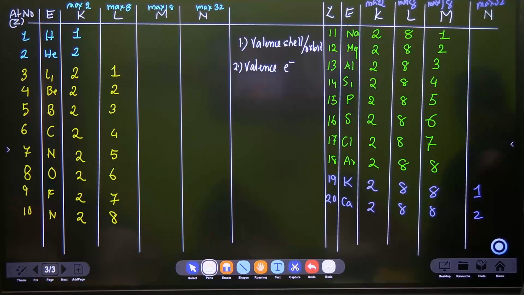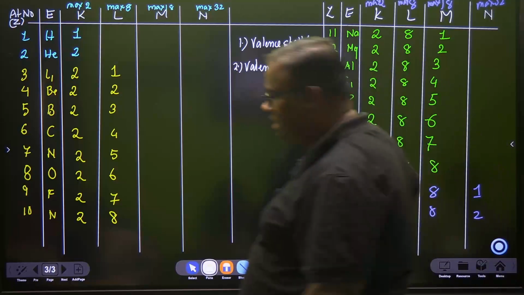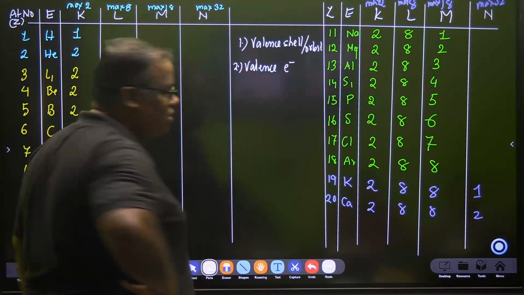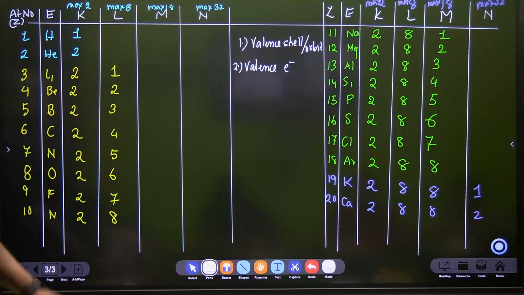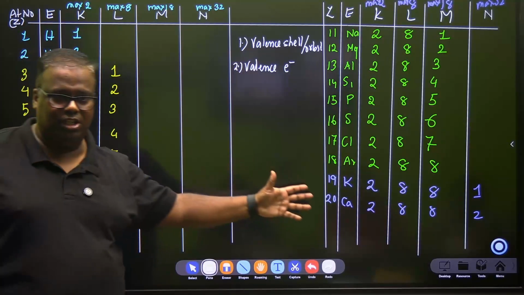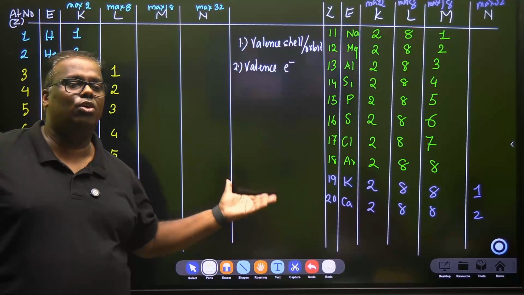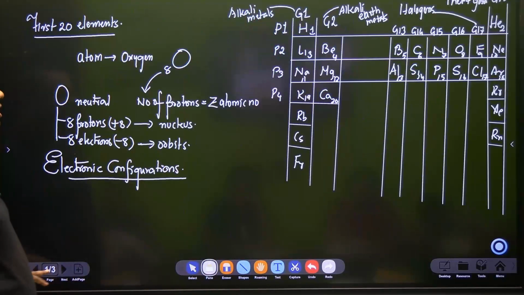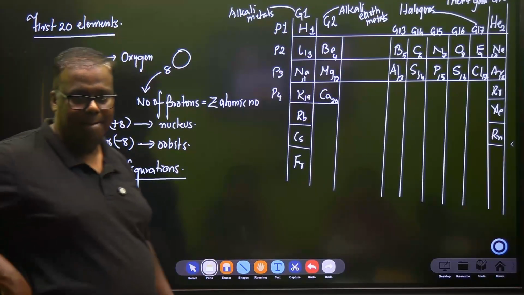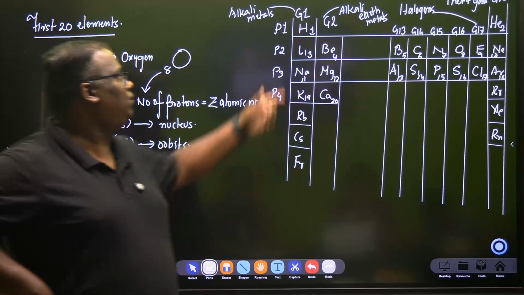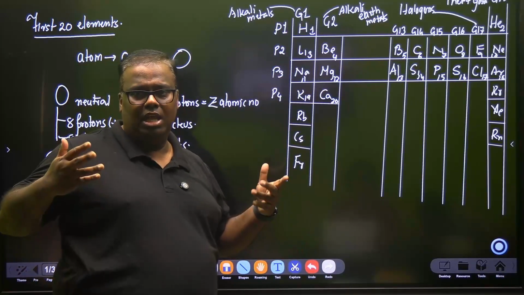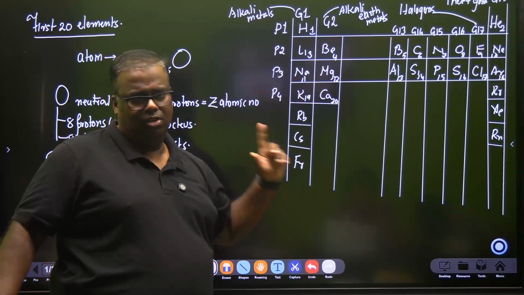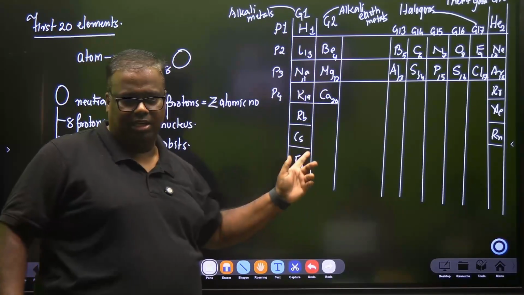Now, let us do one interesting observation out here. This is not the periodic table. This is an electronic configuration chart. The periodic table is something which is this. This is the periodic table. Got it? And if you see, the first period is what? Hydrogen and helium. For us, only hydrogen and helium. This thing we should know.